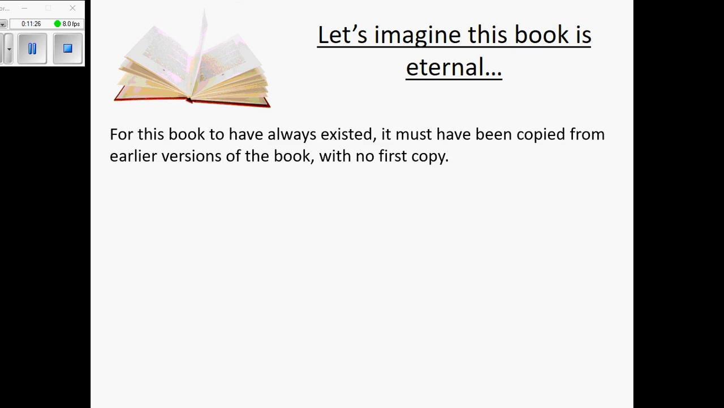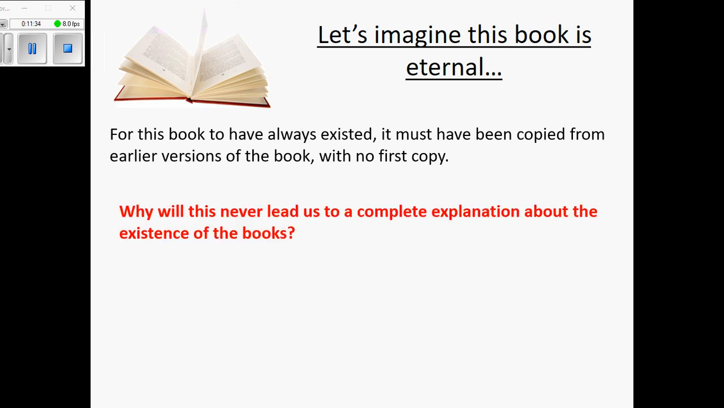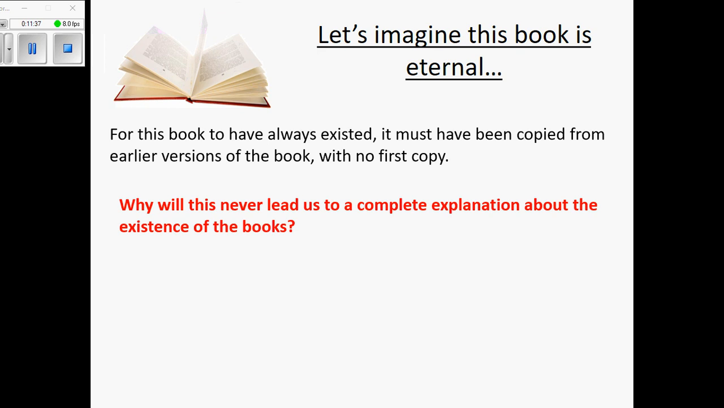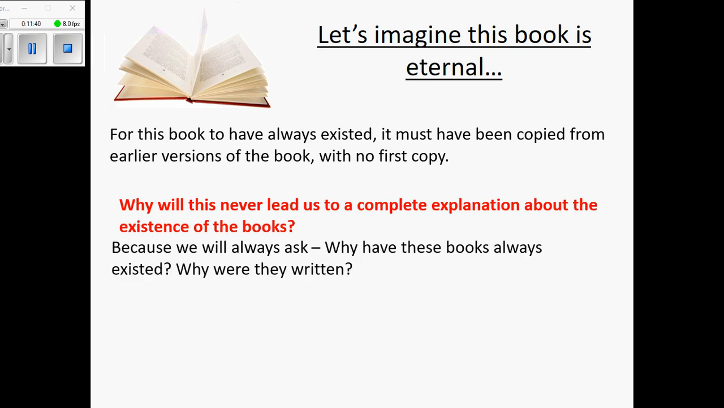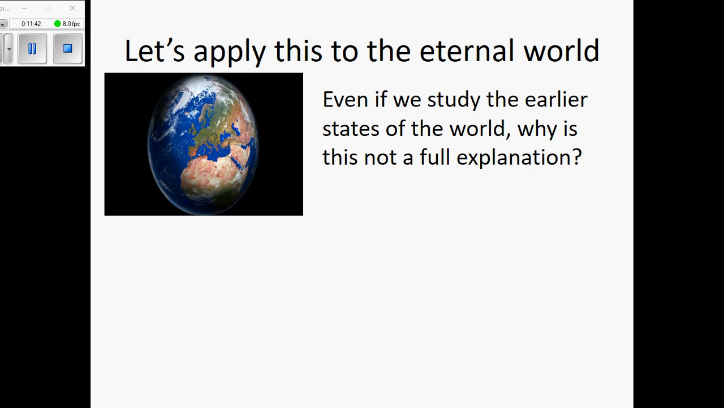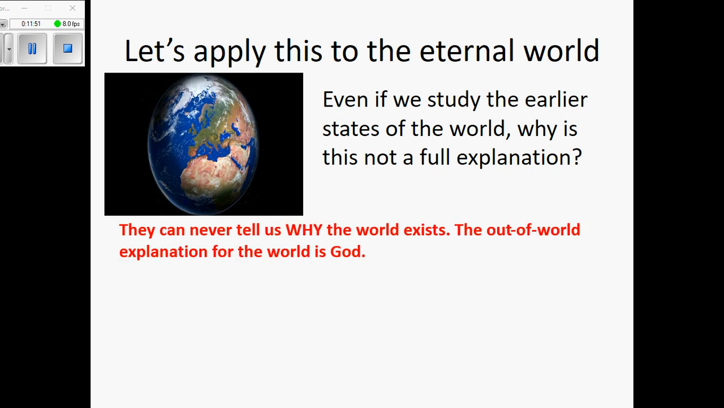So let's imagine this book is eternal. For this book to have always existed, it must have been copied from earlier versions of the book with no first copy. Why will this never lead us to a complete explanation? Well, we'll always ask, why have these books always existed? Why were they written? So even if we study the earlier states of the world, this can't go back in an infinite regress. They can never tell us why the world itself exists. And therefore, there must be something outside of the world, outside of the universe, that explains the universe's existence. And this must be God.